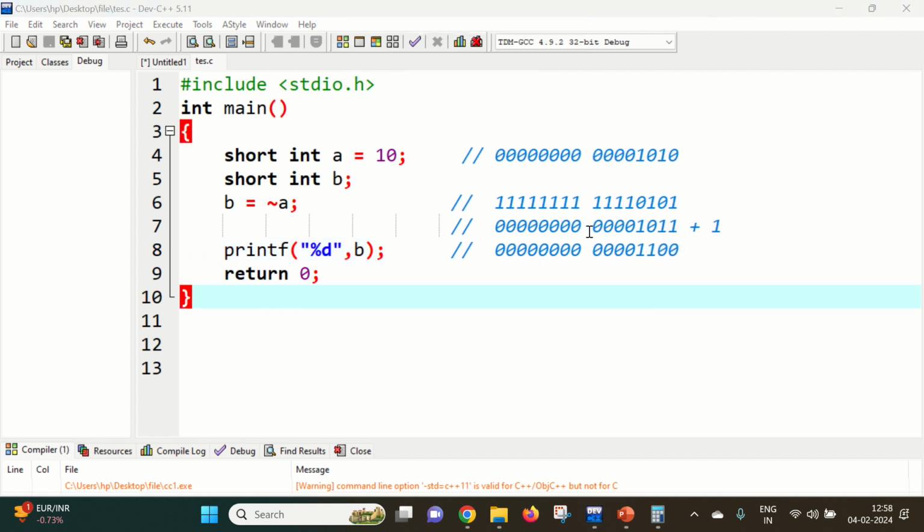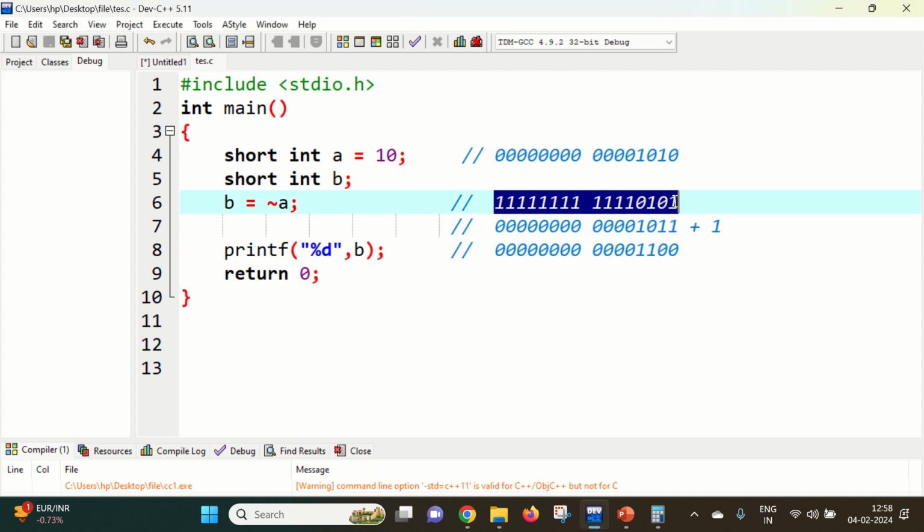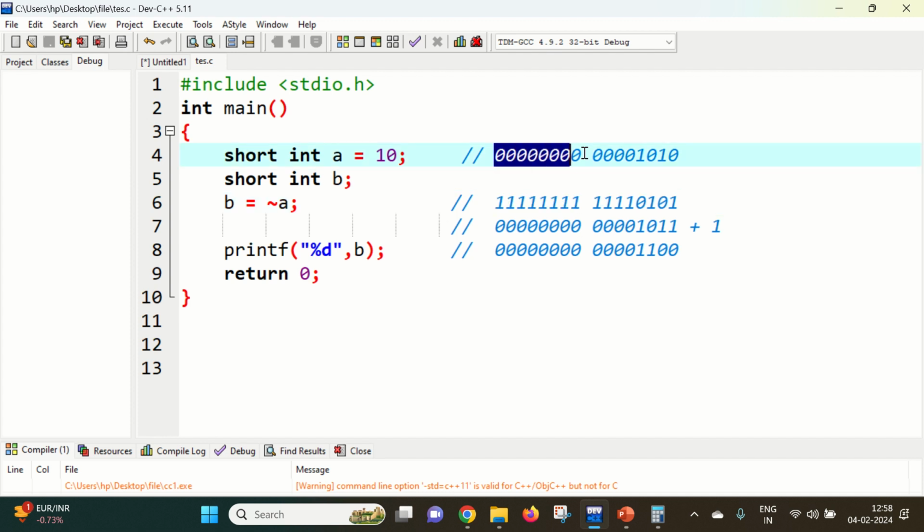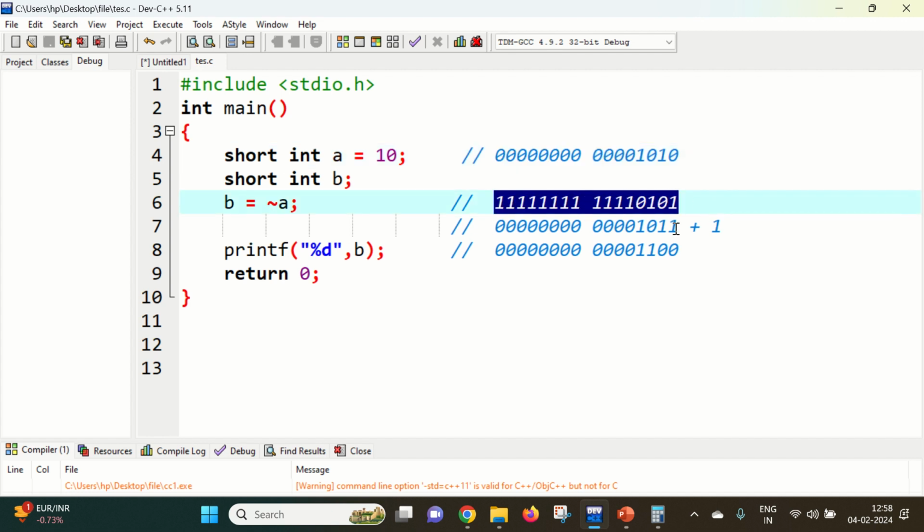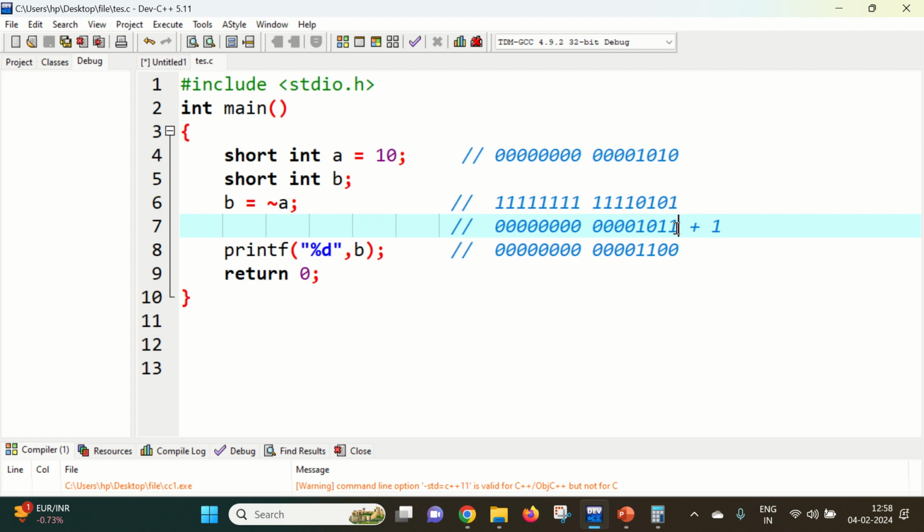Actually, there is a thing that I think I have done wrong. This is our original number. When you convert every digit, you get this number, and in this number you have to add 1. So I took this thing wrong. This is actually 0. This is actually 0. So this is your original number, that is plus 10.